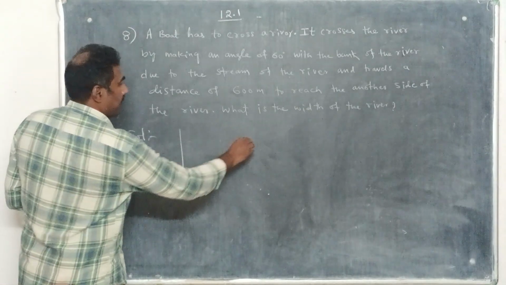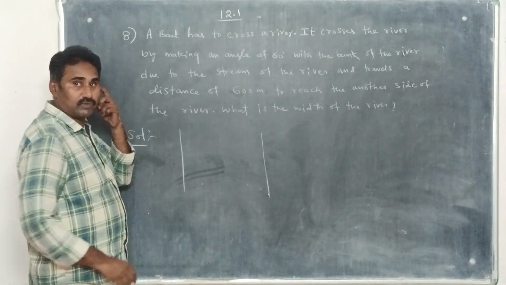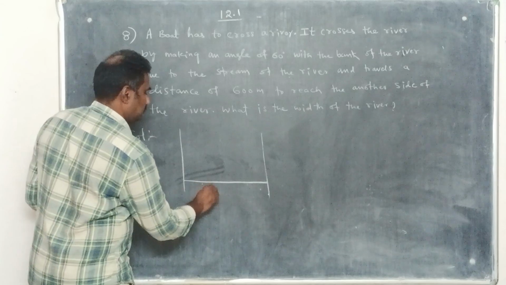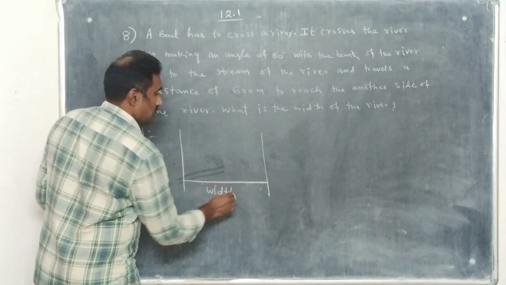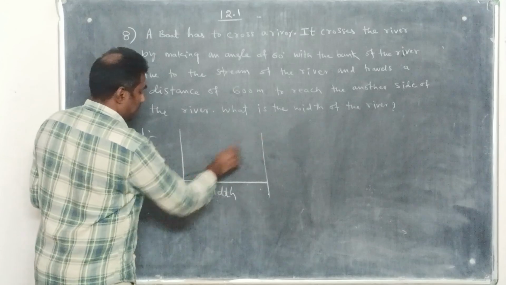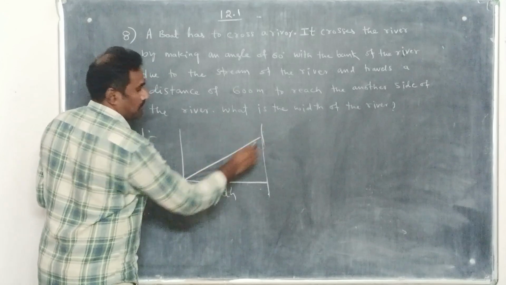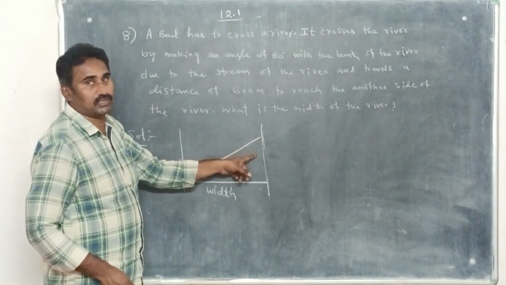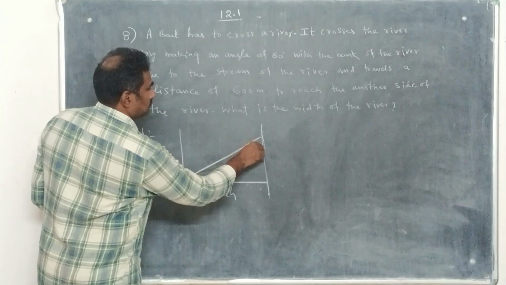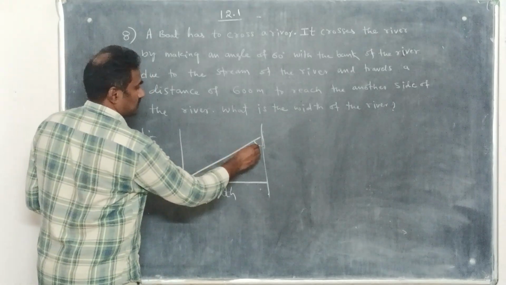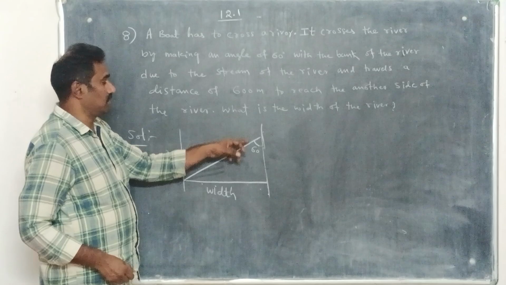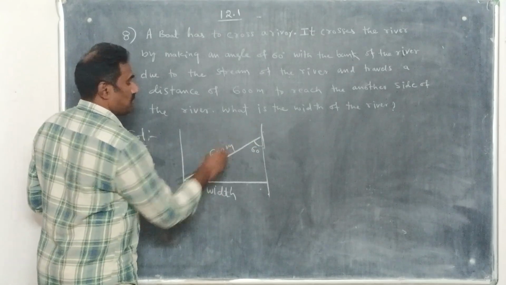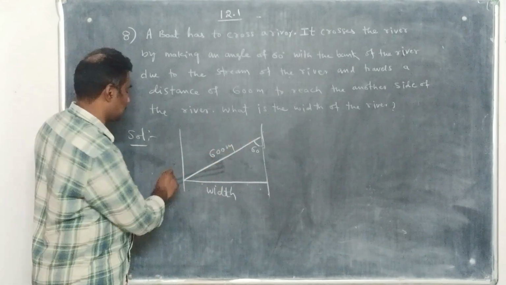First of all, you have to draw the two banks of the river. Then actually it is the width of the river. But what is happening? It will start from here and it will go like this. So, what is being asked? He is saying that it is making 60 degrees with the bank. You have to take here 60 degrees. The boat is making 60 degrees with the river. Now the distance it traveled is 600 meters.